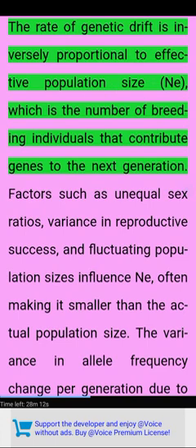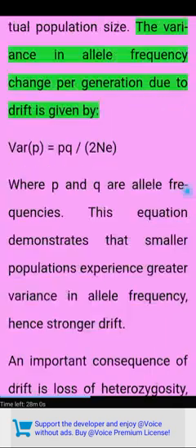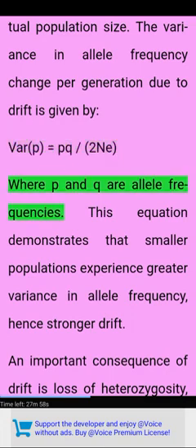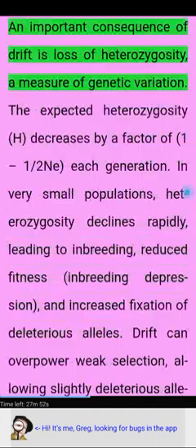The rate of genetic drift is inversely proportional to effective population size, Ne, which is the number of breeding individuals that contribute genes to the next generation. Factors such as unequal sex ratios, variance in reproductive success, and fluctuating population sizes influence Ne, often making it smaller than the actual population size. The variance in allele frequency change per generation due to drift is given by var(p) equals pq/2Ne, where p and q are allele frequencies. This equation demonstrates that smaller populations experience greater variance in allele frequency, hence stronger drift.